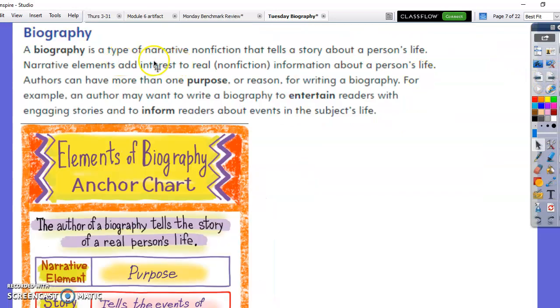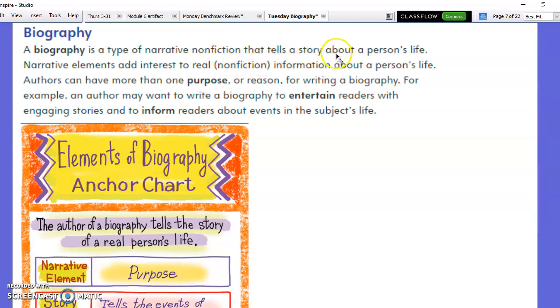And a biography is a type of narrative nonfiction that tells a story about a person's life. It's a narrative because it's telling a story. It's nonfiction because it's actually real facts about a person. Authors can have more than one purpose or reason for writing a biography. For example, an author may want to write a biography to entertain readers with engaging stories and to inform readers about events in the subject's life.